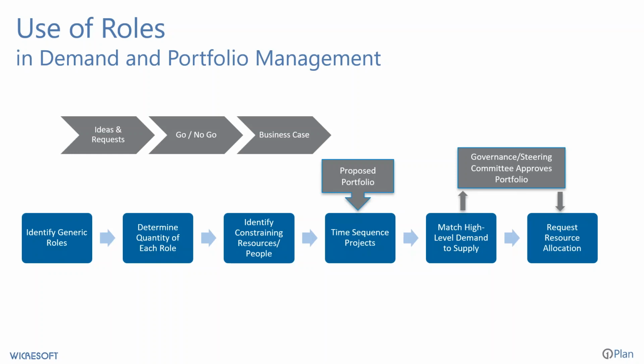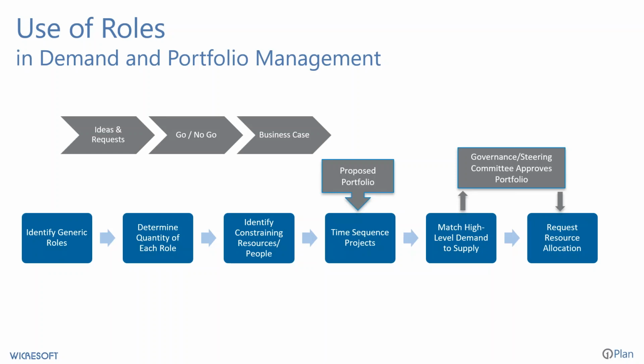But really where the proposed portfolio comes together with resource management, then we start saying, all right, let's time sequence these pieces of information, the projects and the resources needed themselves, and have them come together at that stage. And then when we do that, and we have a proposed roadmap of what we want to do with our projects, our governance and our steering committees can then evaluate and approve the portfolio by selecting the projects or time phasing the projects or prioritizing those projects. And ultimately, we're matching high-level demand or requests to the supply that we have.